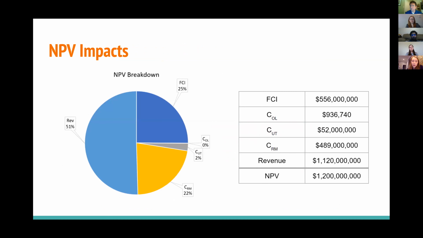And so this affects our NPV by, well, it gives us a best case NPV of about $1.2 billion, with 51% of it being revenue, about 25% being from the equipment itself, and then 22% being from the raw materials.